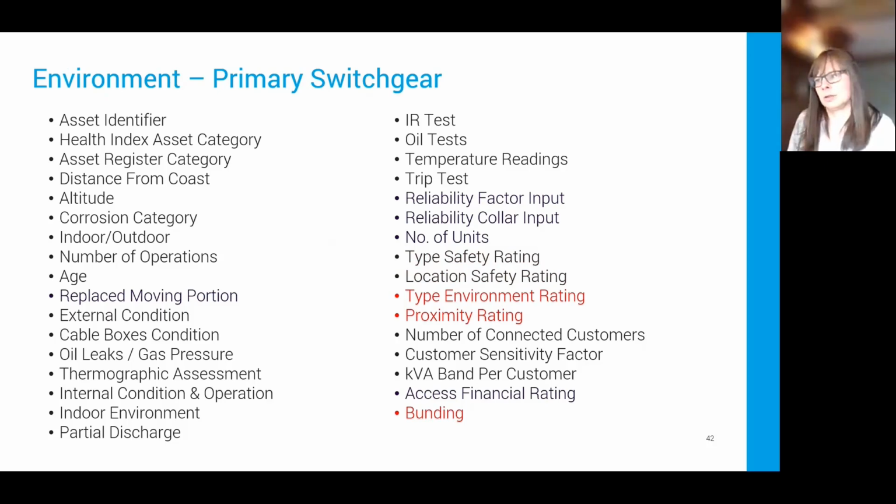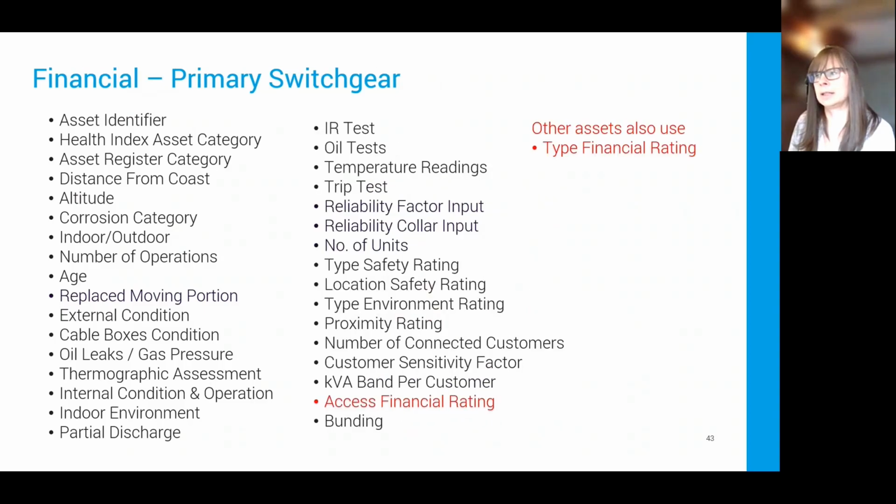And then we go on and look at environment. So these are the data points for the environment. So the type, again, does it contain oil or SF6? So obviously the leakage of those substances is undesirable. Proximity rating is the proximity to a watercourse, and that's relevant for oil assets if there's a chance of leakage. And then bunding is the oil containment system around the asset. So are we going to lose oil into the environment or SF6 into the environment? So that's what we do for environment.